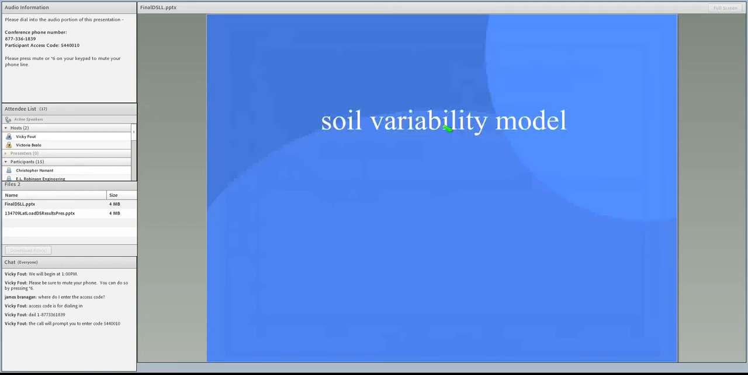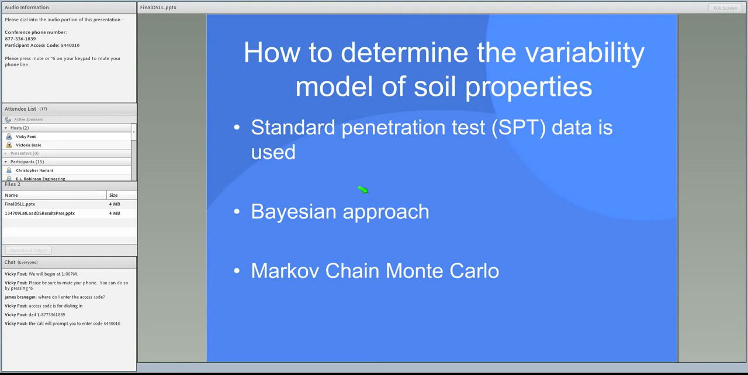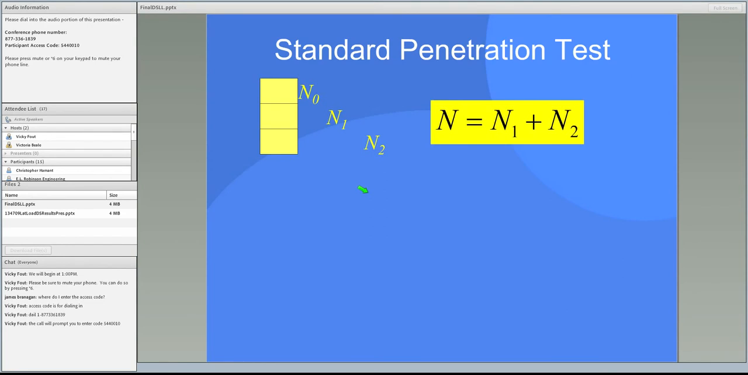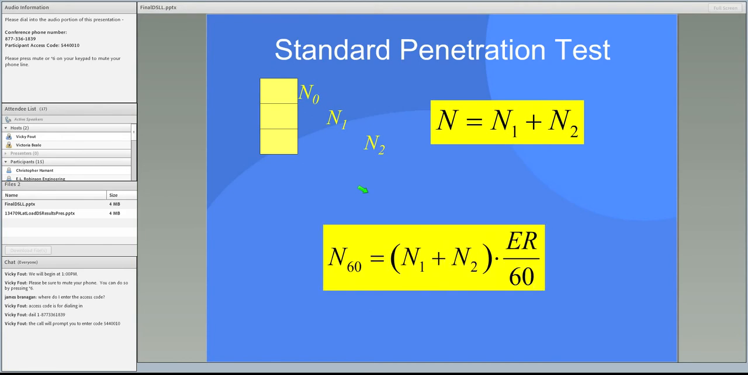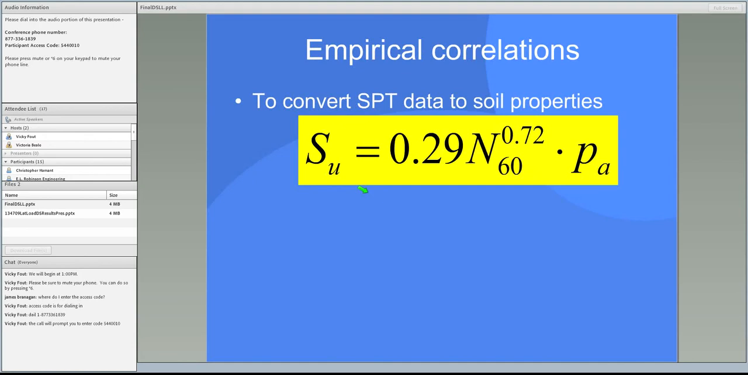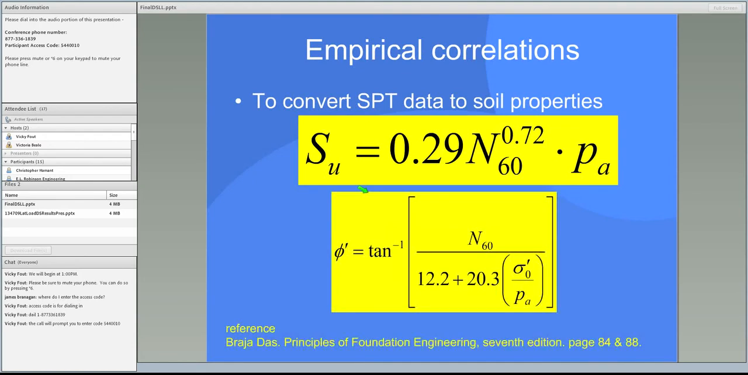Lambda is a parameter vector. X is the soil properties we have from the standard penetration test, and then we take the logarithm as X, the capital X. And then we have a normalizing constant. This part is called the likelihood function. It's used to describe the probability of observing the data we have. And this one is the prior, and this is the posterior PDF.